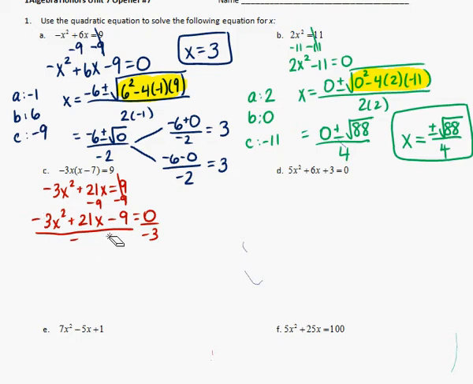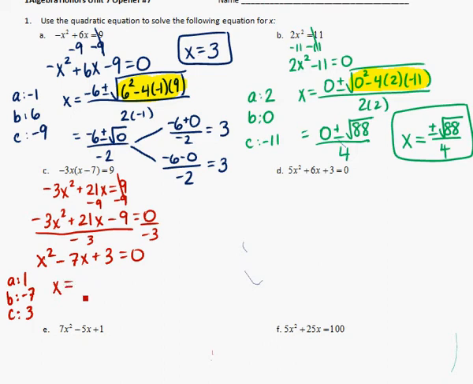So my new equation that I'm going to be left with is just x squared minus 7x plus 3 equals 0. That looks a little bit simpler. A is 1, B is -7, C is 3. If you don't do that, it's not a big deal, but I just thought it was a good opportunity to work with some smaller numbers.